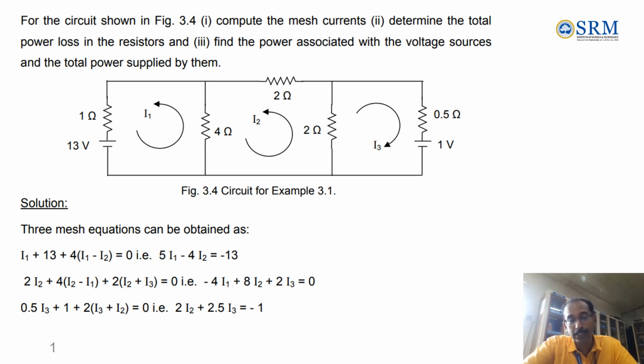So Kirchhoff's voltage law you can apply to any closed path. It may be a mesh or loop. That is not a matter. So for this circuit, you have to compute the mesh currents. That is the first question.